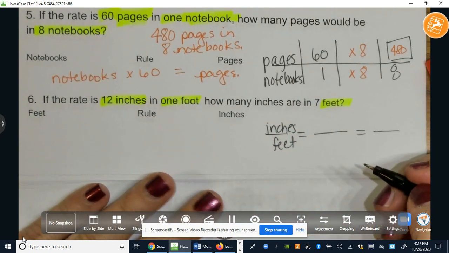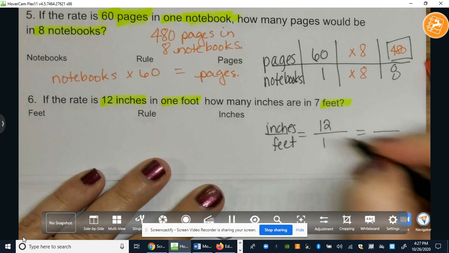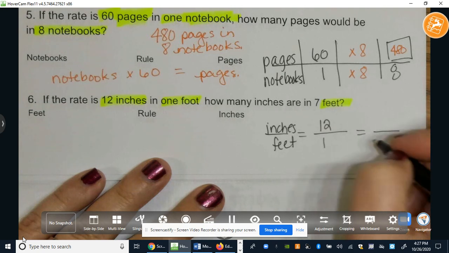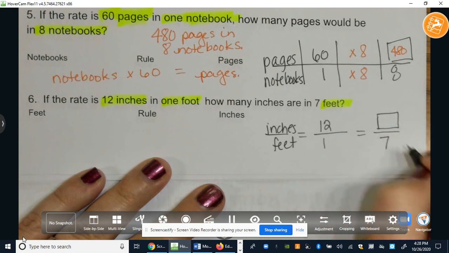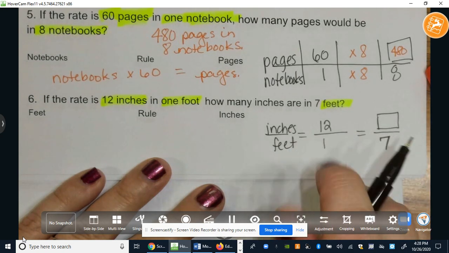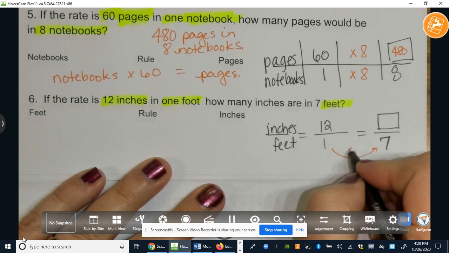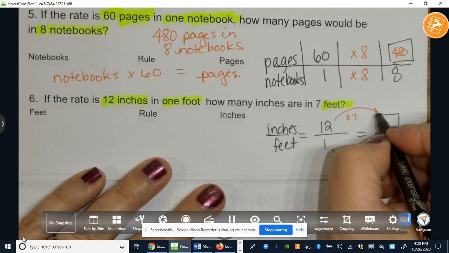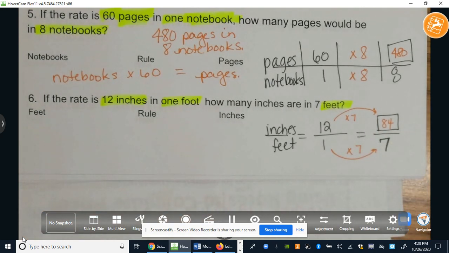And there is a rule. It says the rate. So the rule is that you have 12 inches is 1 foot. Okay? But I need to figure out how many inches are in 7 feet. So I go from 1 to 7 by multiplying by 7, and 12 times 7 gives me 84. So there's 84 inches in 7 feet.